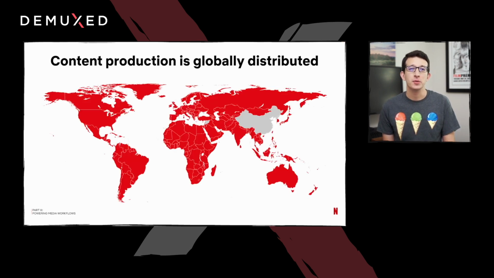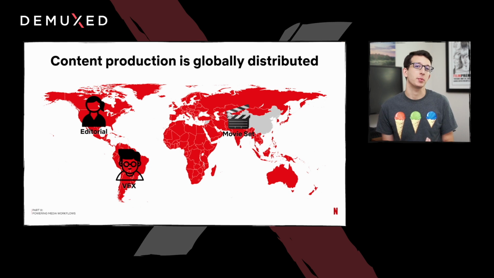Nowadays, much of movie and television production is globally distributed. Movie sets are in many major cities, while visual effects and editorial work take place wherever an artist is sitting, and that's usually somewhere with a decent internet connection.